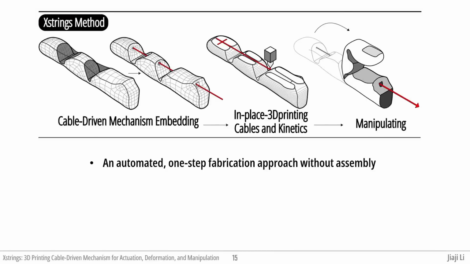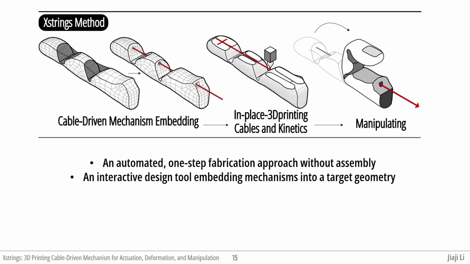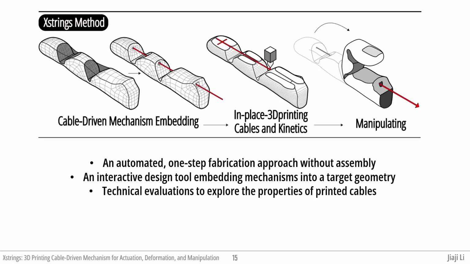In conclusion, this paper Xstrings provides an automated one-step fabrication approach for 3D printing cable-driven mechanisms with zero effort of manual assembly. We also developed an interactive design tool embedding mechanisms into a target geometry with 4 different motion options. We provide the results of technical evaluations to explore the properties of printed cables, including fatigue limits and the maximum tensile strain. We showcase a variety of 3D printed applications including gripping devices, bionic robots, and dynamic prototypes.